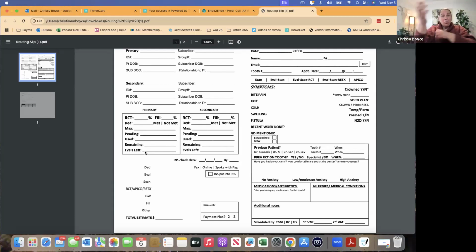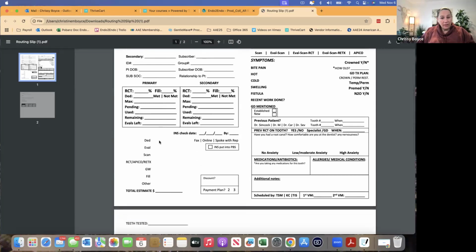So then what we do is we decide based off of their symptoms. Here we write what their deductible is, the cost of the eval, the cost of the scan, the cost of the root canal, the cost of the GentleWave, the cost of a filling, whatever it is you think is going to be done. The only reason there's a filling here is if the general dentist is requesting it. Otherwise, Dr. Simcock doesn't do fillings. He doesn't do buildups. He doesn't do any of that stuff.